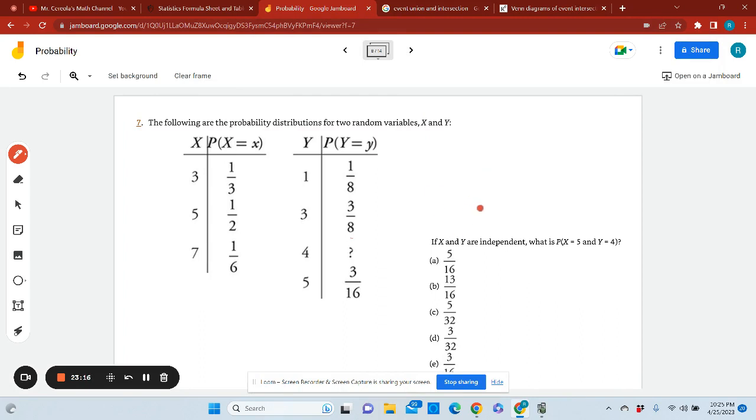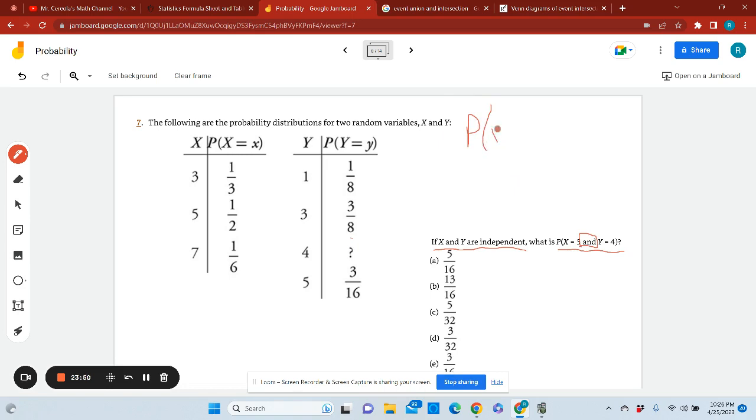Let's see. This one says the following are probability distributions for 2 randomly selected variables, X and Y. And then it says if X and Y are independent, what is the probability that X is 5 and Y is 4? So first of all, they're telling us they're independent. And for 2 events that are independent, if you want to know an and probability, what's the probability that X is 5 and Y is 4? All I have to do is multiply.